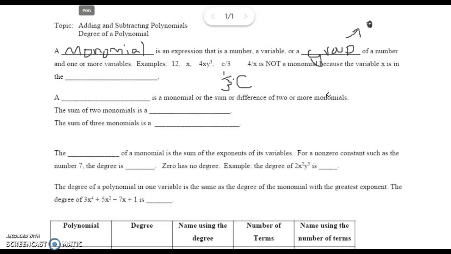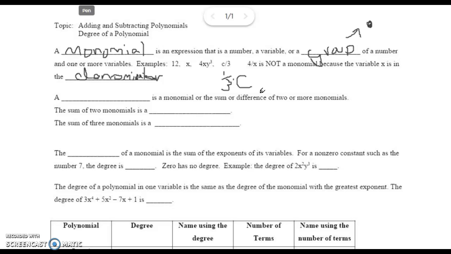4 over x would not be a monomial because x is, if you guessed it, in the denominator. It is not being multiplied, it's being divided. So we need to have all of our variables in the numerator, and they need to be multiplied. This is denominator. It looks horrible. I apologize once again for my horrible online handwriting. Maybe by the end of this, it will get a little bit better. But this is our monomials.